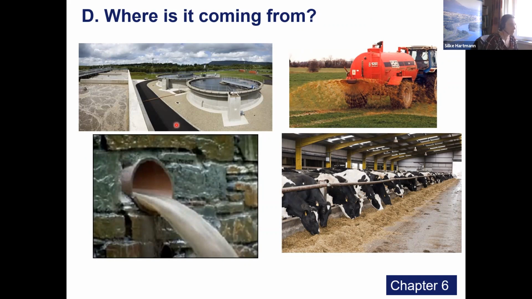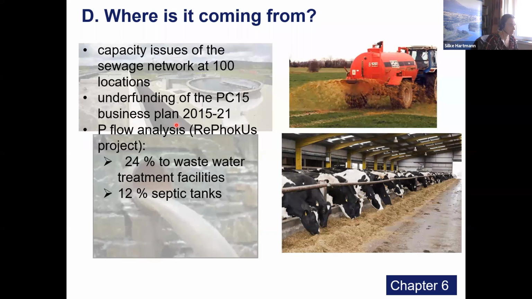So if we start with the sewage pressures, we know that we have capacity issues in about 100 locations across Northern Ireland. So in these villages and towns and settlements, we are at capacity or very close to capacity of either the sewage network or the wastewater treatment works, and it means there are no new connections possible. It also means that during heavy rainfall events, it's much more likely to get overspills of untreated sewage into our water environment. We also know that we had an underfunding of the PC15 business plan, so hence there are pressures remaining.